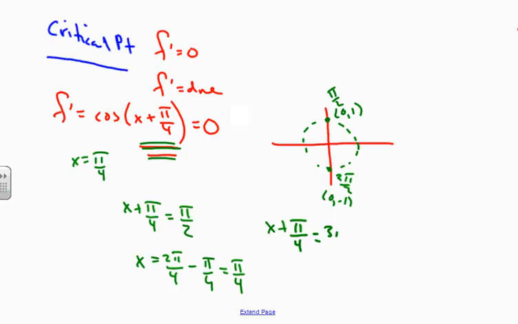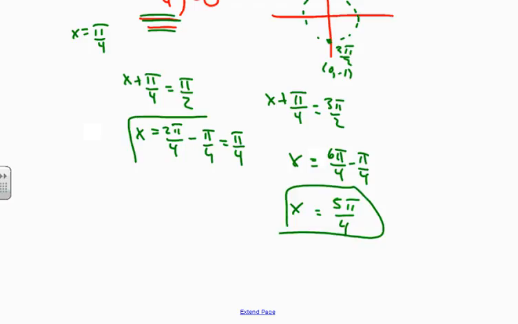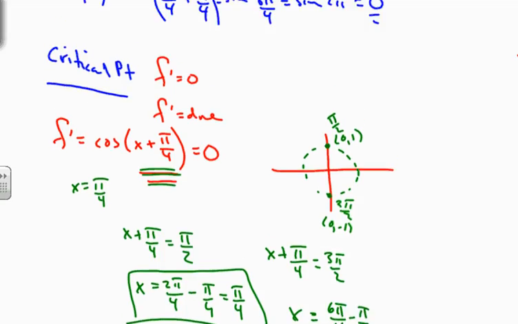Equal 3 pi over 2. Subtract that again, so we're going to have 6 pi over 4 minus pi over 4, which is 5 pi over 4. All right, that equals x. And so we have these two different values. So these are two critical points. Since they are in an interval, we need to test out these critical points.